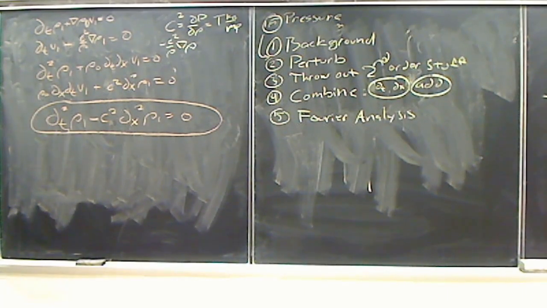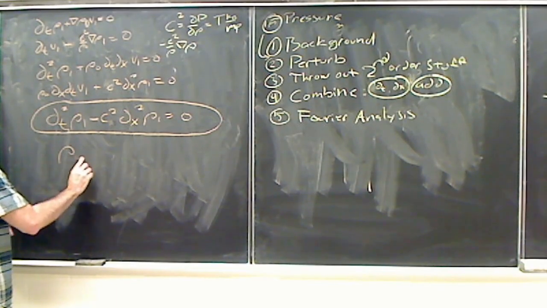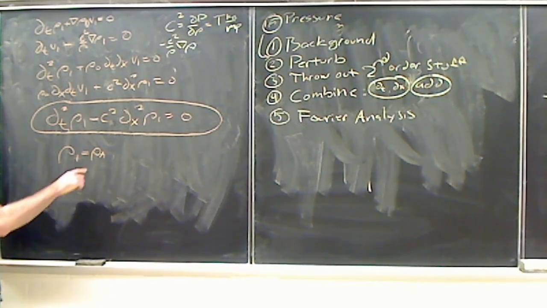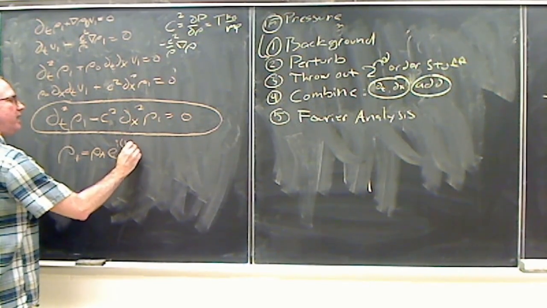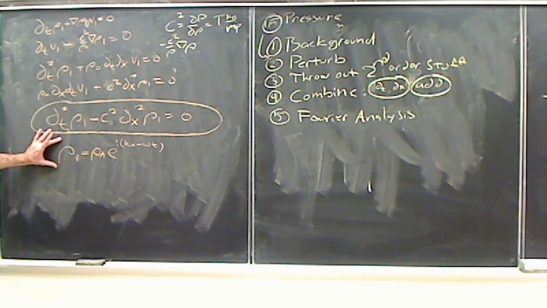Sines and cosines. It's always sines and cosines, right? So we're going to say that rho 1 equals some amplitude, and this is another free parameter, but this is really a boundary condition that shows up, times e to the i(kx minus omega t). So the book just says we're just going to assume that the solution looks like this, which seems like a pretty bold assumption. But that's actually not what he's doing. What he's doing is something that's very general.